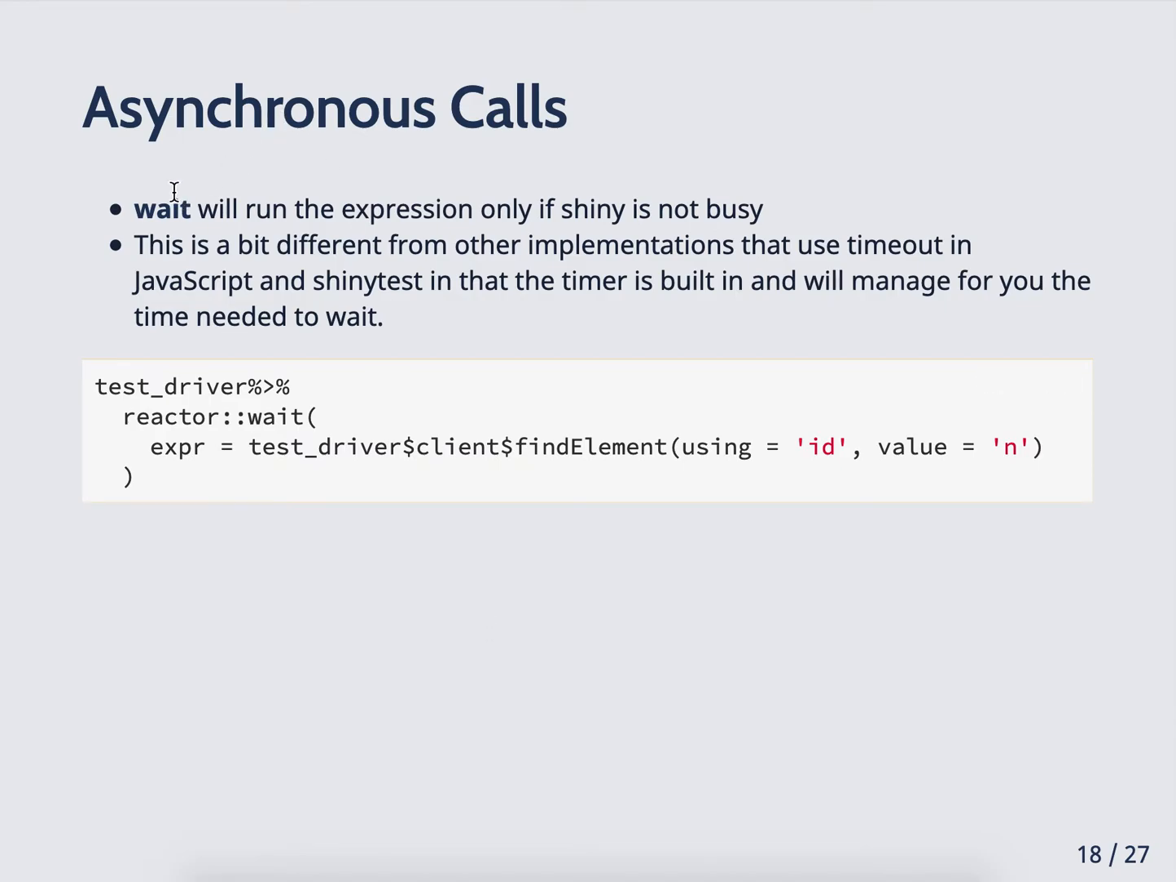The asynchronous call of wait will run the expression only if Shiny is not busy. This is a bit different from other implementations that use timeout in JavaScript and in shinytest, in that the timer is built in and will manage for you the time needed to wait, so you don't have to worry about having a bad connection or different types of operating systems that can change the timeout that you need to set.